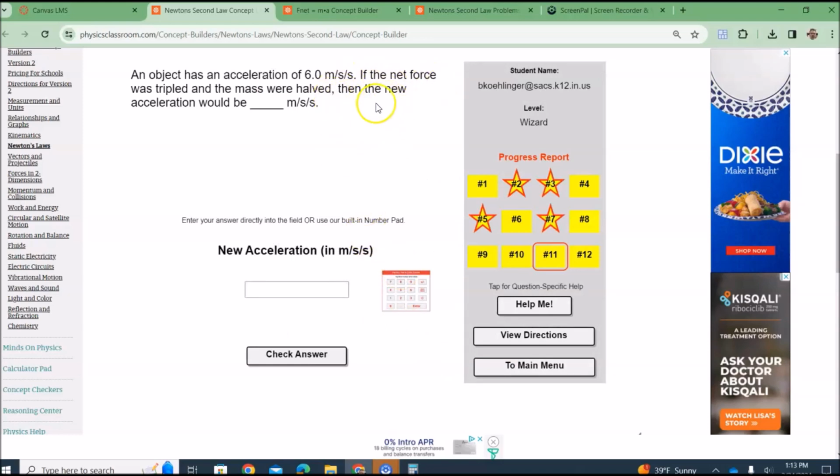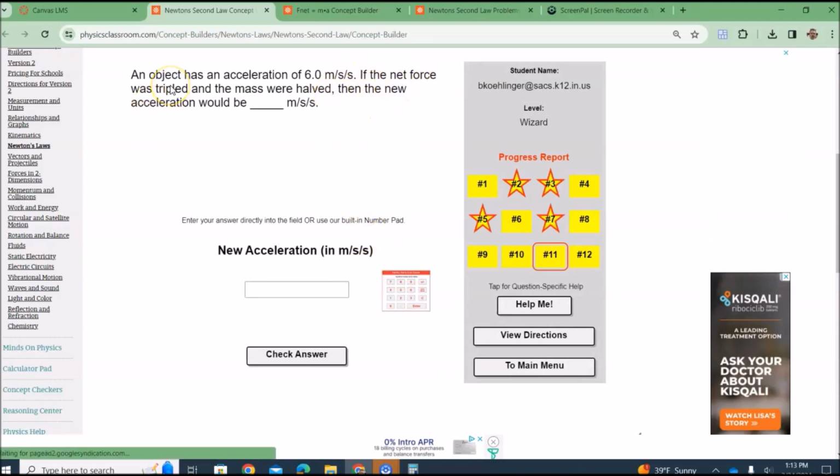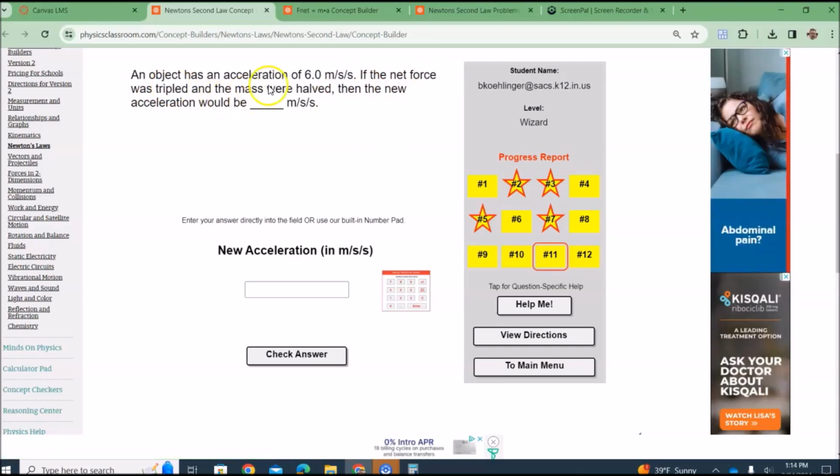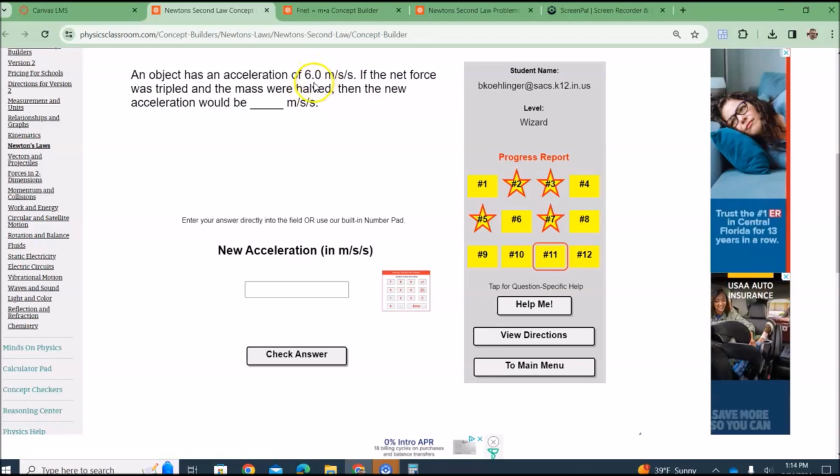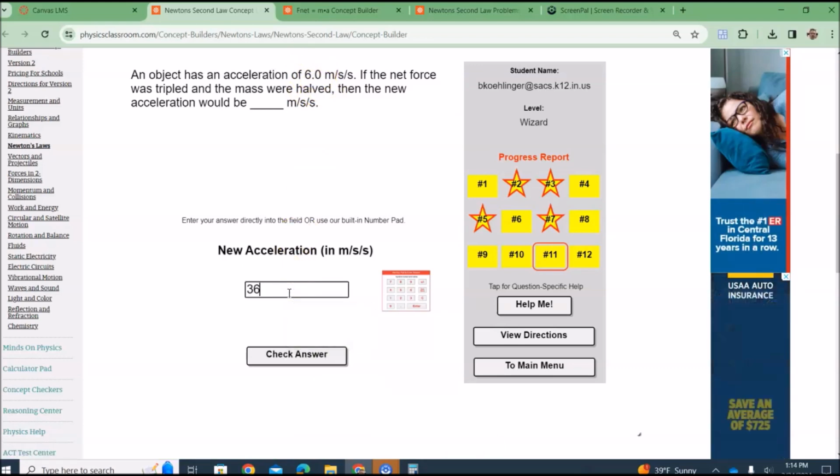Okay, now we're going to be doing two things at once. The net force is tripling, so that makes the acceleration bigger by a factor of 3, but it says that the mass is being halved. Well, it's an inverse relationship between the acceleration and mass, so if the mass gets smaller, then the acceleration gets bigger. So it's going to get bigger by the net force tripling and bigger because the mass is getting smaller. So it's going to be 3 times bigger because the net force is bigger. And it's going to be 2 times bigger because the mass is smaller. So 3 times 2 is 6. It's going to be 6 times bigger altogether. So that would be 6 times 6, which is 36.